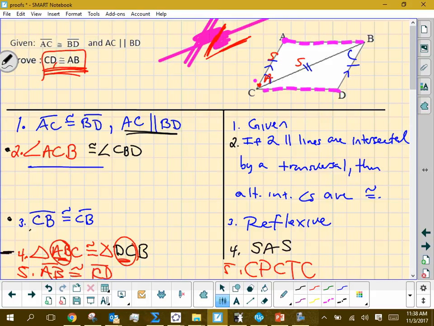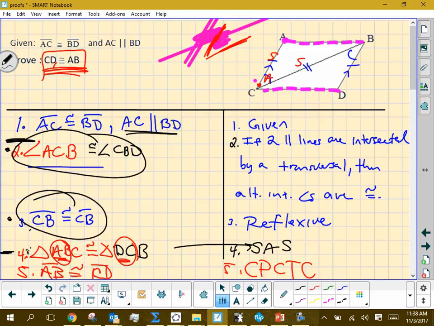Step 4, though, step 4 can't come up here and be step 2, because triangle congruency is dependent on first having those sides and angles congruent. And you don't know that. If you were to put step 4 right here, you don't know that you have those parts congruent yet. So this step 4 is dependent on having that determined first before you can say that the triangles are congruent.